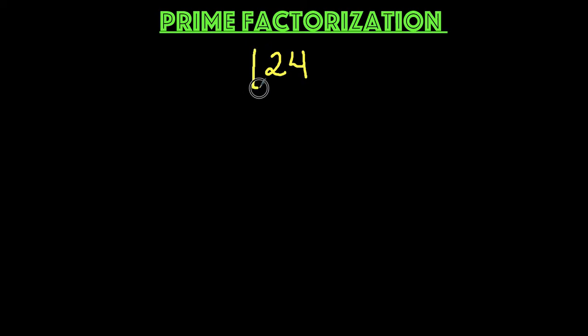Okay, so we want to use what we call a factor tree to factor all of the numbers for 24. Sometimes you can divide even numbers by 2, and that will automatically give you 2 factors that you can start with. Since this is an even number, 24 divided by 2 will give you 12. So 12 times 2 will give you 24.